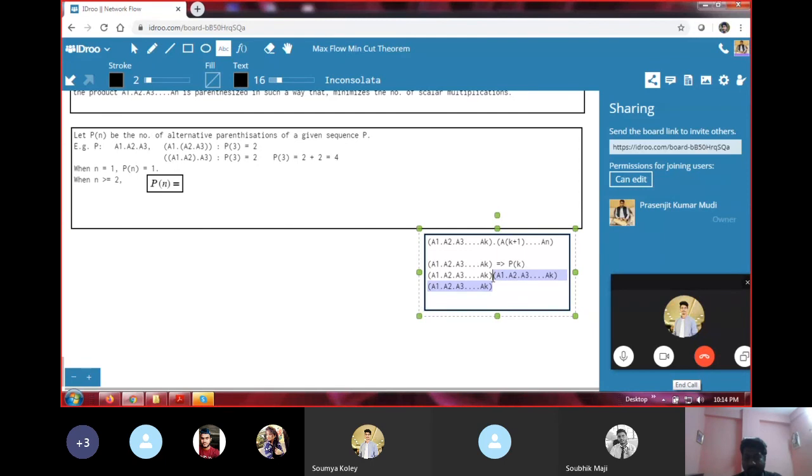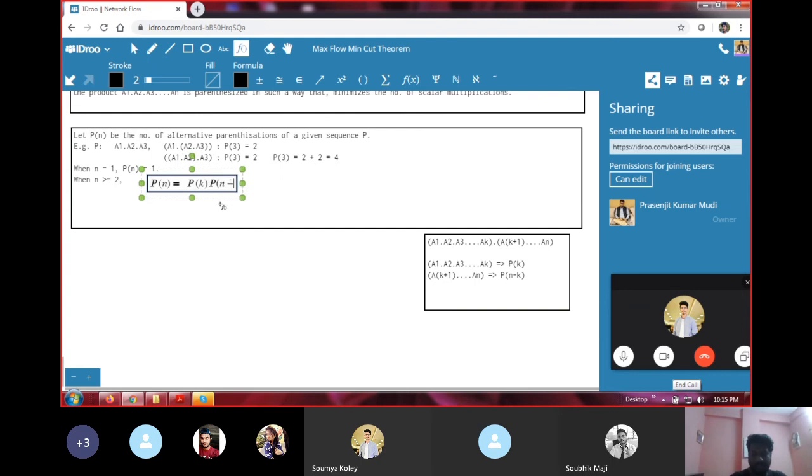And what about the remaining? The remaining is P of the remaining number of matrices, n minus K. So if you consider this subsequence parenthetization, we will have the number of parenthetizations in the first subsequence as Pk, and in the second subsequence as P n minus K. As these two are simultaneous events, you have to multiply them, Pk into P n minus K.